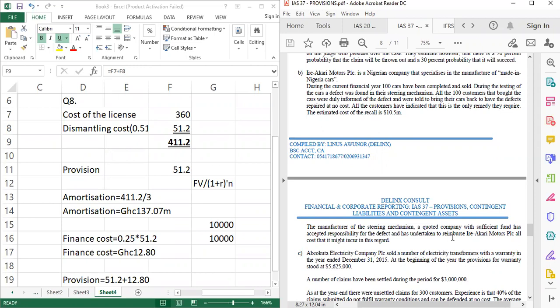Should we make provision for the 100? Yes. Should we make provision? Why? Yes, we should make provisions because this is a record.